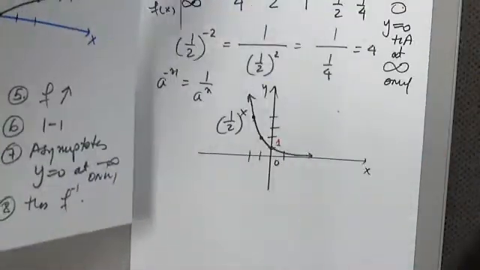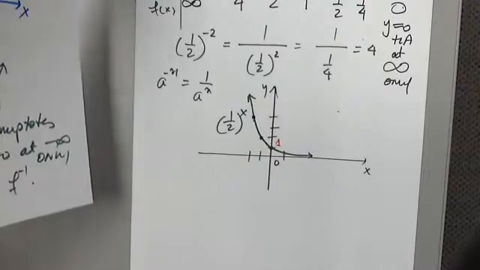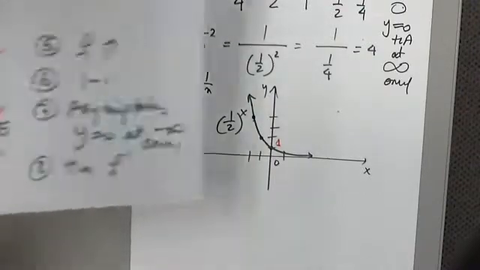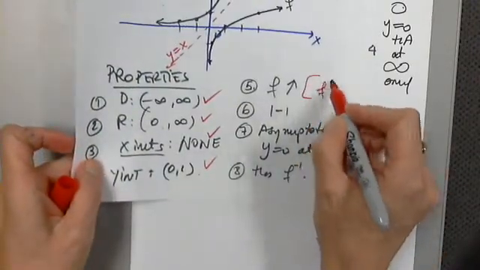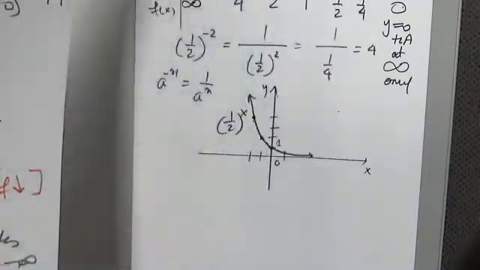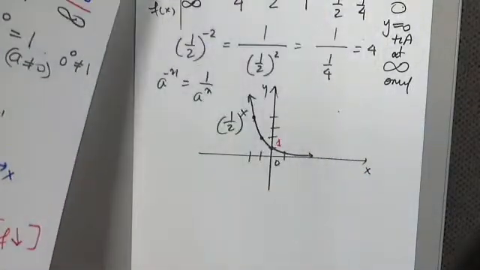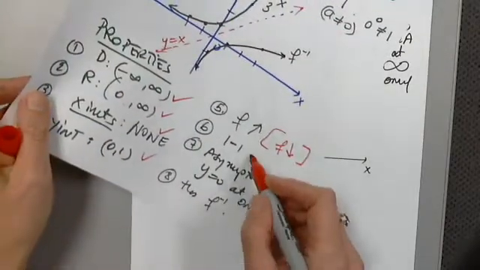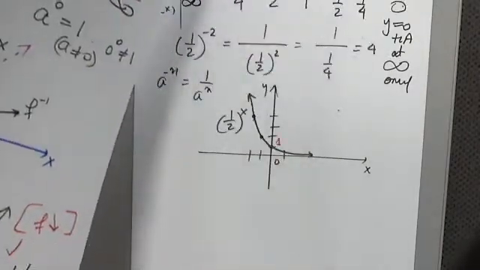Is this function increasing on all its domain or decreasing on all its domain? Yes, I'm going to put this in brackets here. It's decreasing for the one with the base less than 1. What about 1 to 1? Is this 1 to 1? Yes, it is. Check. What about asymptotes?